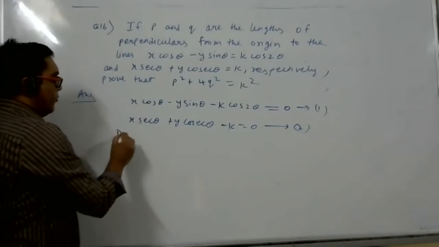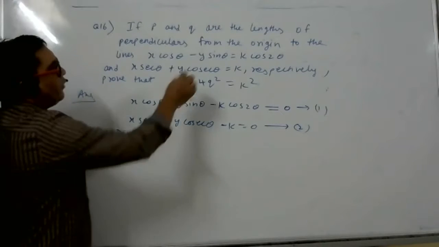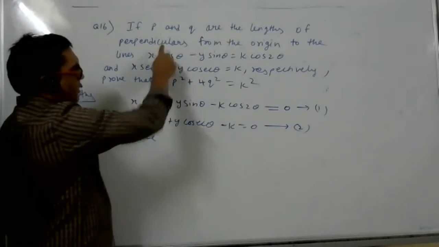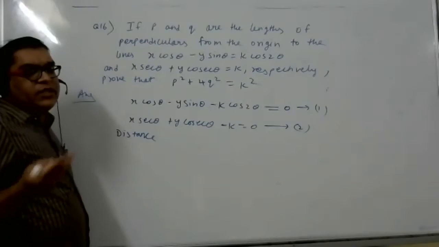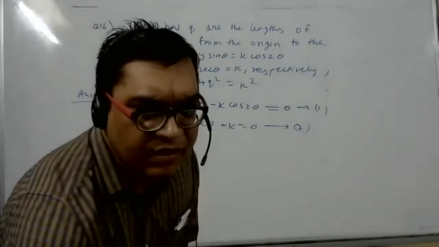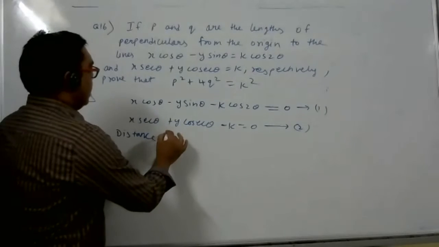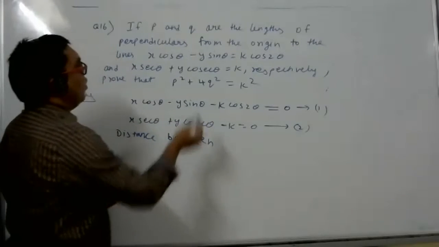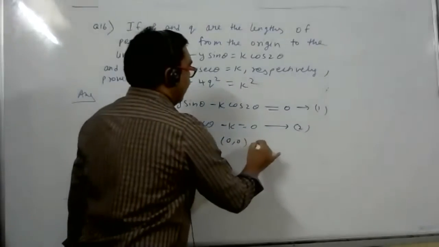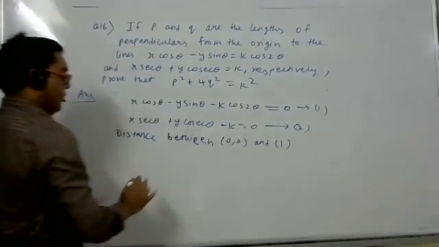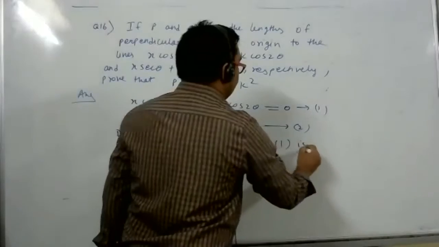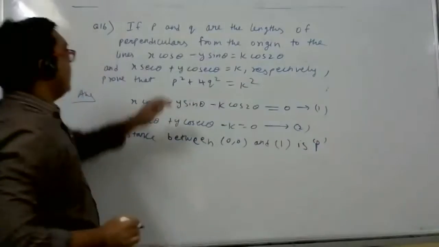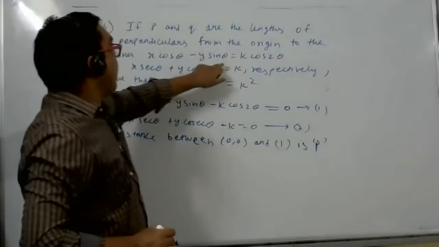It is the correct question. Now see here, distance of origin. They directly told us this length of perpendicular means distance only. Length of perpendicular means what, students? Distance only, yes or no? Yes, sir, distance only. Distance between what? Origin (0, 0) and the first line. First is how much? P. Agree or not agree?